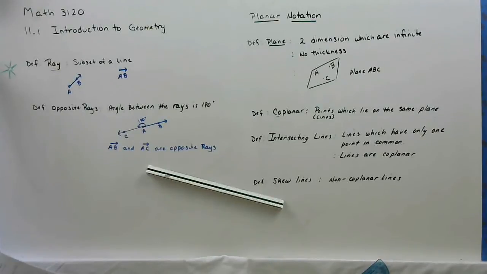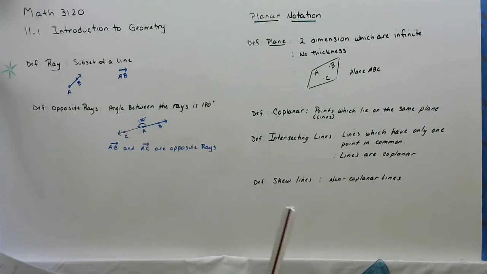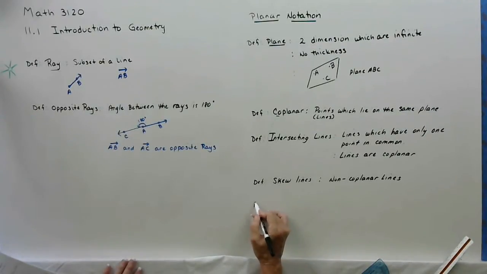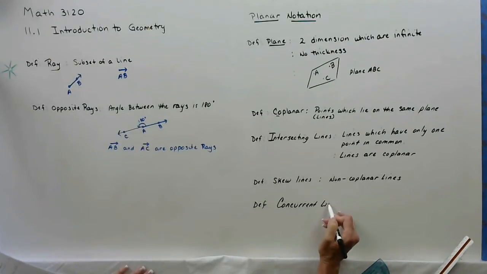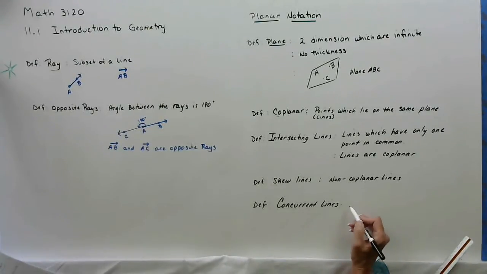Okay. And then let's take a look at what we mean by concurrent lines. Concurrent lines intersect at a single point.